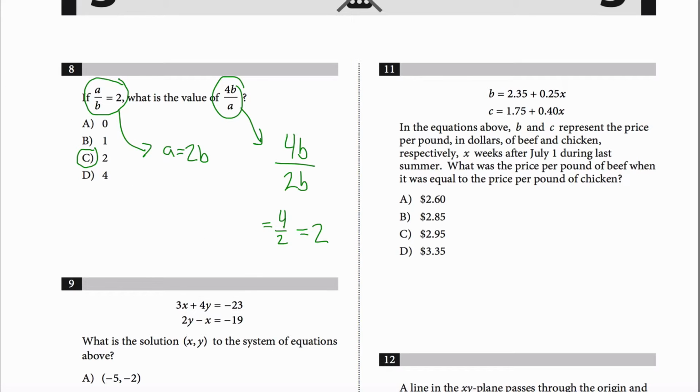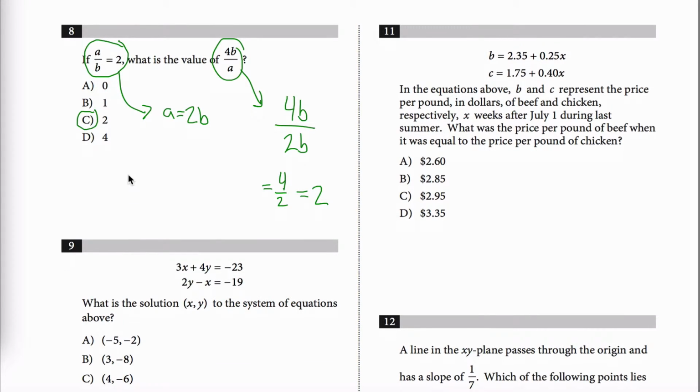I think that's probably the easiest way to get the answer, but since I'm showing multiple ways, another thing you could notice is that what I want is 4 times B over A. 4B all divided by A is the same as 4 times B over A. And if I knew what B over A was, I could just multiply it by 4 and be done.